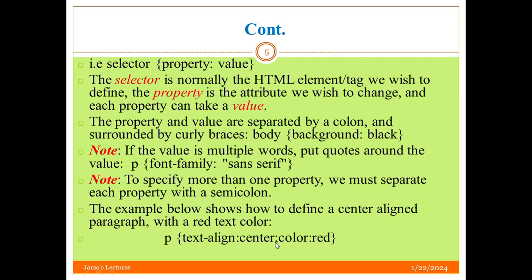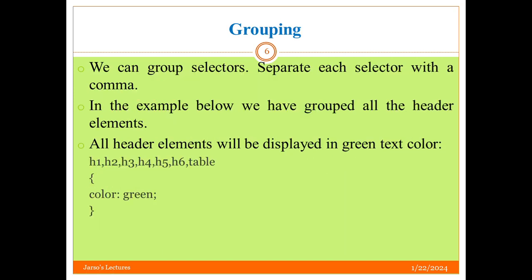This is the point why we use semicolons in between two or more multiple declarations within CSS rules. And then the other thing is the concept of grouping. Grouping means we can group many HTML elements, and we can style them together.